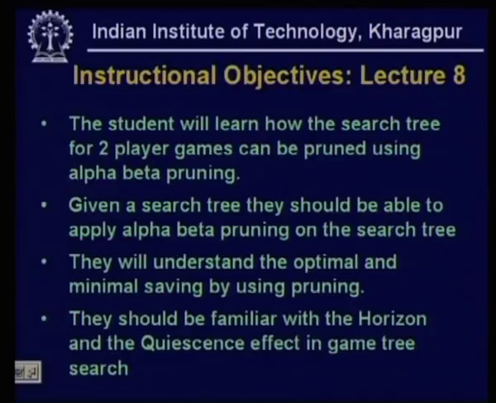Given a search tree, the student is expected to be able to apply alpha beta pruning on the search tree and show which are the nodes which will be expanded and the nodes which will be pruned. The student will understand what is the optimal saving by using alpha beta pruning for a game tree and what is the minimum amount of pruning that can be obtained. They will also be familiar with certain strategies used in game tree search, like the quiescence effect, the horizon effect, transposition table, endgame database, etc.